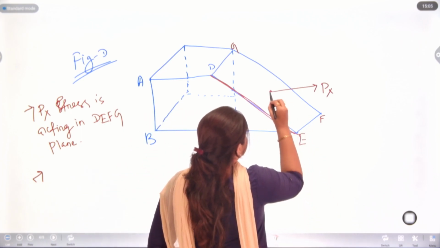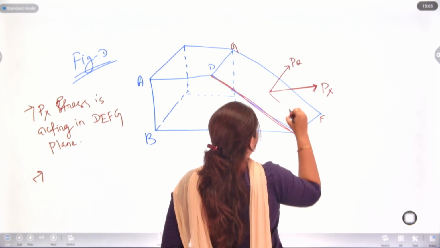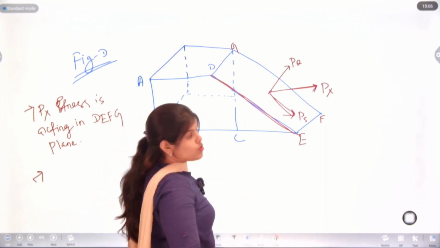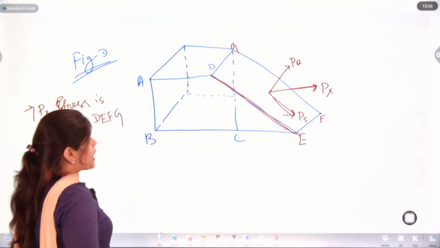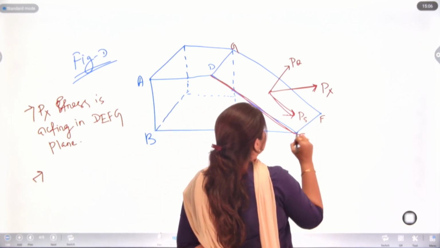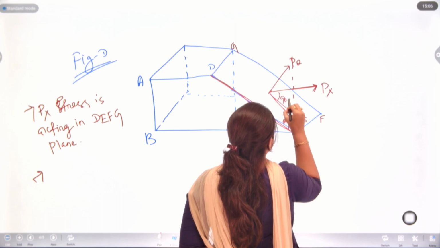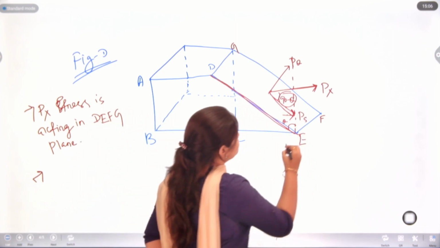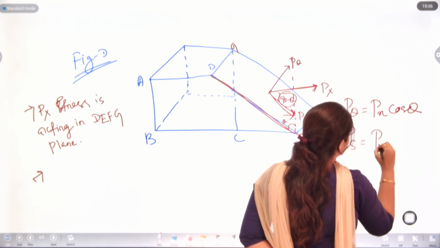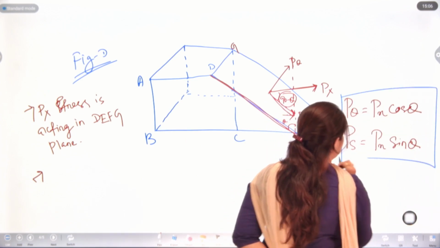So, this Px is our resultant stress. Due to the Px, we will have P theta and Ps. We can see the Ps is along the object, so it can be our shear stress. Now, we have three stresses, that is Px, P theta and Ps. As this is making an angle theta here, this will be 90 minus theta. So, we can say P theta equals Px into cos theta and Ps will be Px into sin theta. Remember this. We have P theta and Ps.